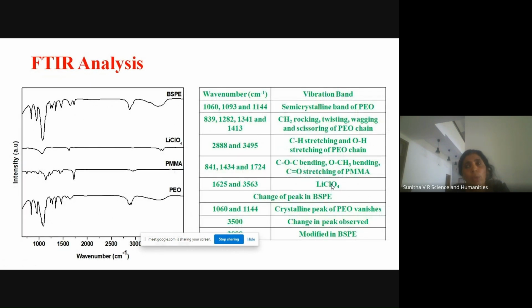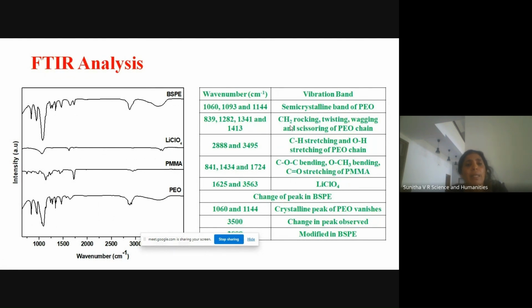And the next study we have done is the FTIR studies. FTIR studies were conducted on the pure system and on the mixed systems, that is the blended systems. So what we can see in the case of PEO is some triplet peaks here, at 1060, 1093 and 1144, which are the semi-crystalline bands of PEO. And there are other peaks appearing at 839, 1282, 1341 and 1413, which show the CH2 rocking, twisting, wagging and scissoring of PEO chains.